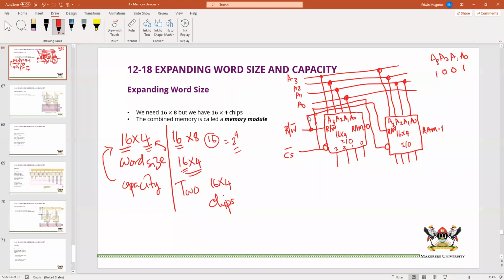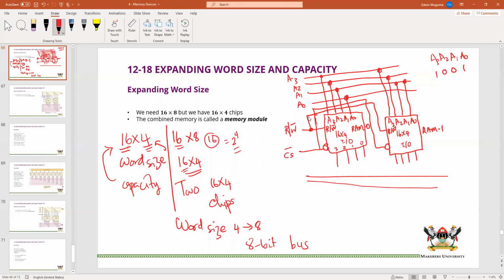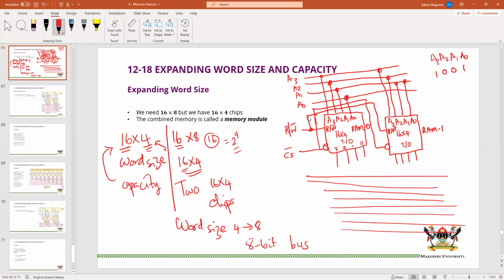Now, remember that we have increased our word size from 4 to 8. It means that if previously we needed a bus of 4 bits, now we need an 8-bit bus. 1, 2, 3, 4, 5, 6, 7, 8.